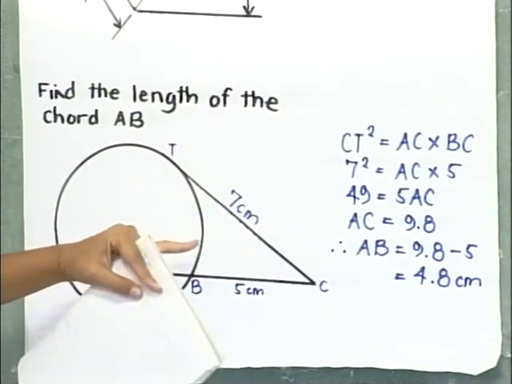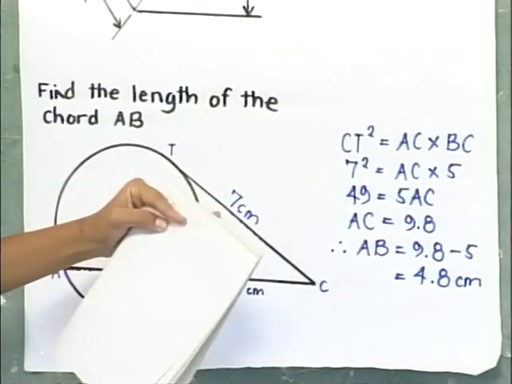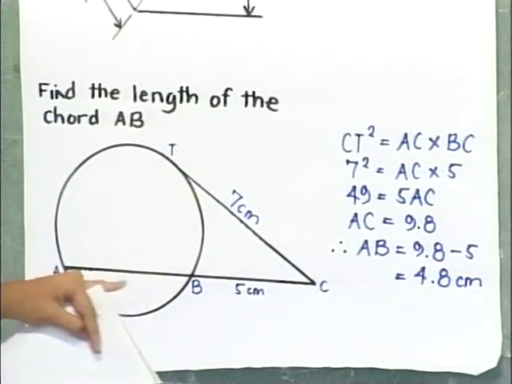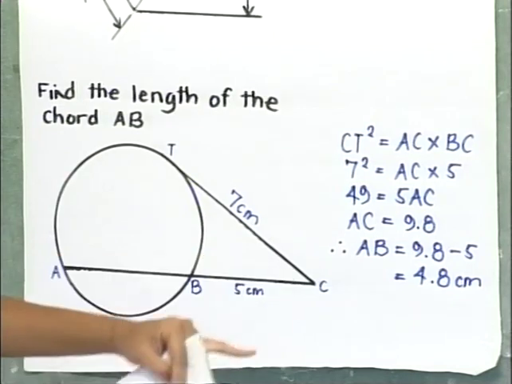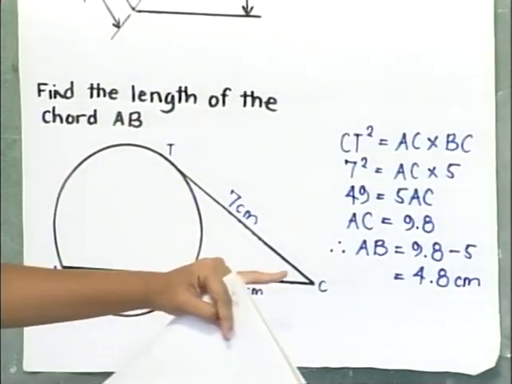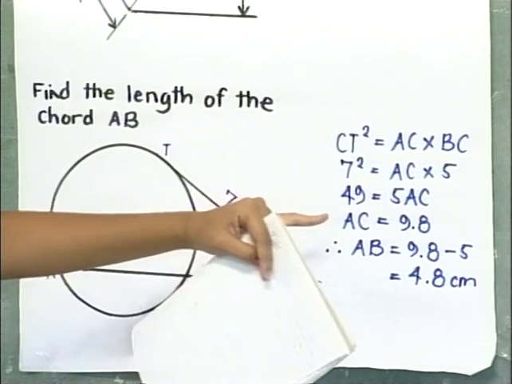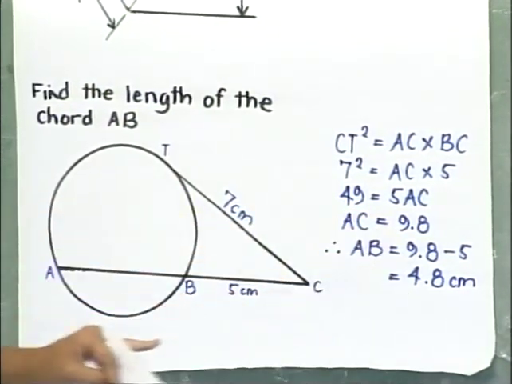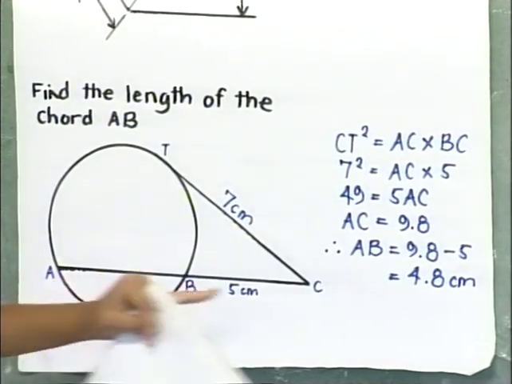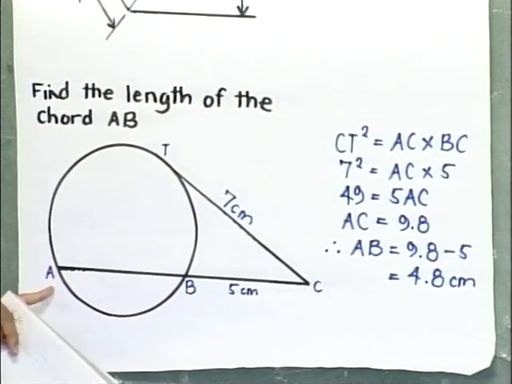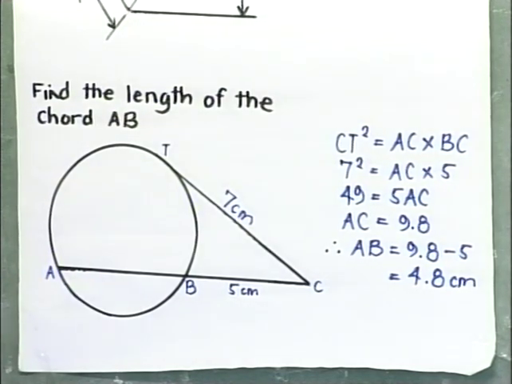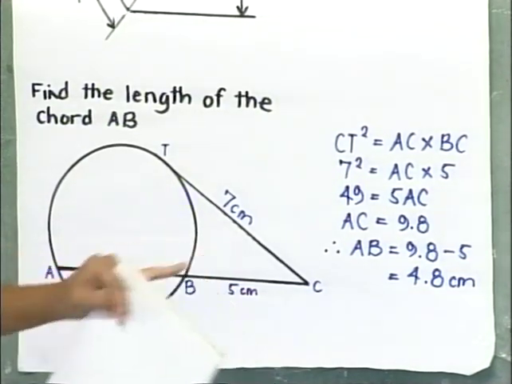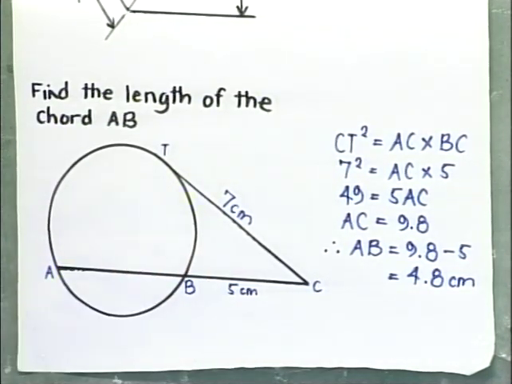So we get the length TC squared, which is 7 squared, equals the length AC times BC. BC is equal to 5. So 7 squared is 49, divided by 5 is 9.8. So that's the length AC. In order to get AB, from the total length 9.8 we subtract the length BC, and we find the length AB, which is 4.8 centimeters.